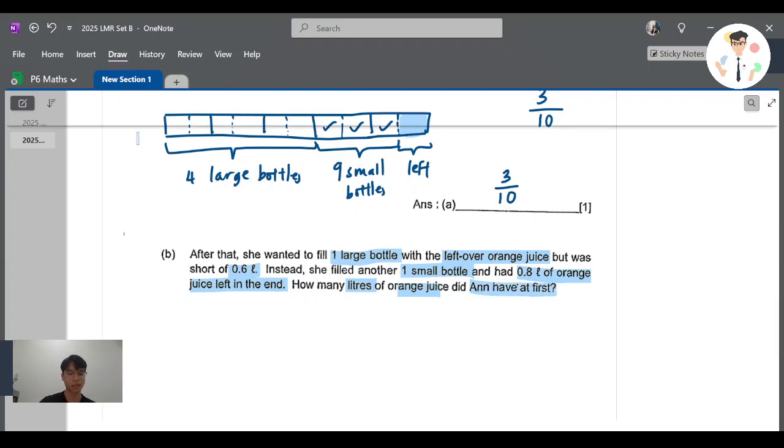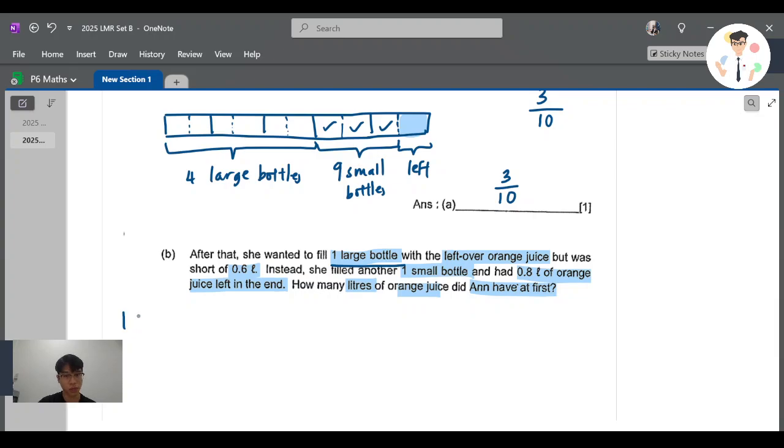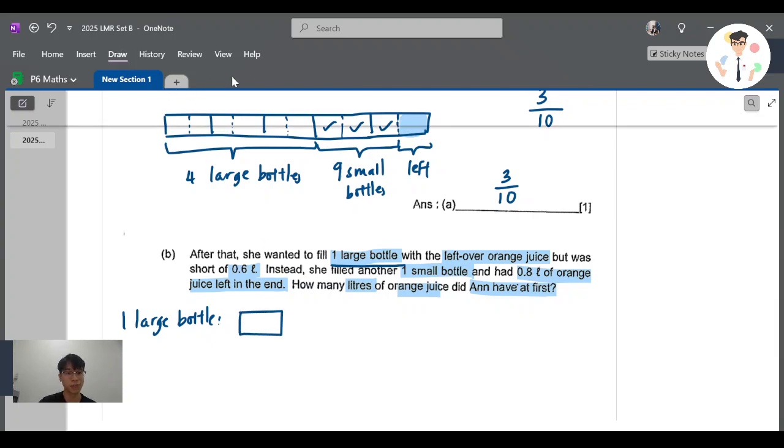So let's try to write down everything nicely first, okay? 1 large bottle. She wants to fill it with leftover oranges. Means that leftover oranges. So this one, you can see the blue color part. So I'll just label here as blue color. This is the leftover one. Okay. She wants to fill, but it was short of 0.6.